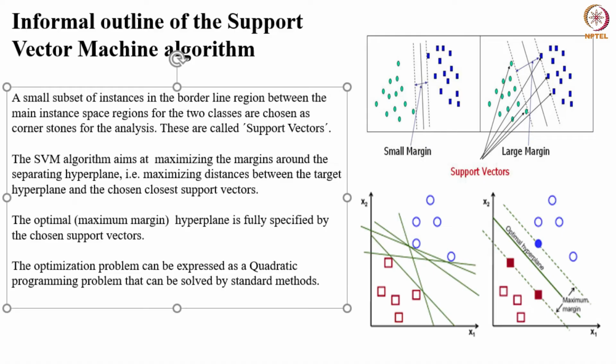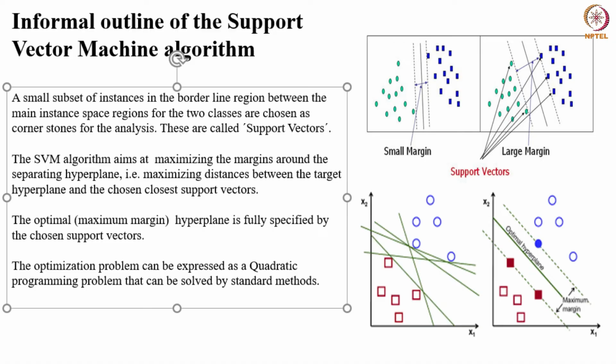A small subset of instances in the borderline region between the main instance space regions for the 2 classes are chosen as cornerstones for the analysis. These instances are called support vectors. As you understand, these have also given name to the algorithm. The SVM algorithm aims at maximizing the margins around the separating hyperplane we look for, maximizing the distance between the target hyperplane and the chosen closest support vectors.